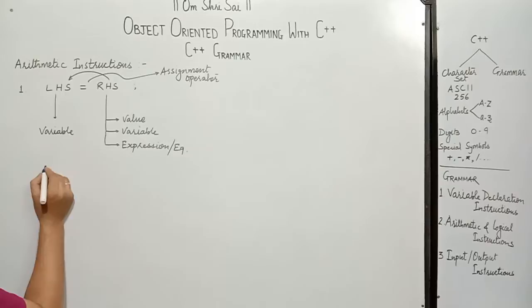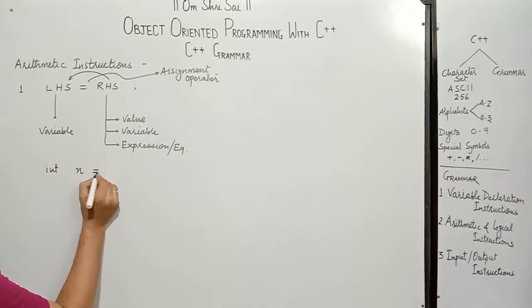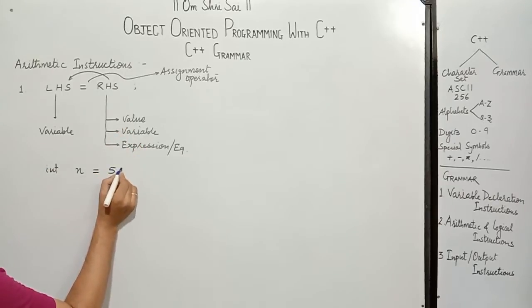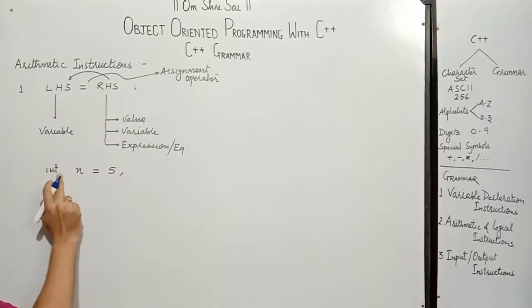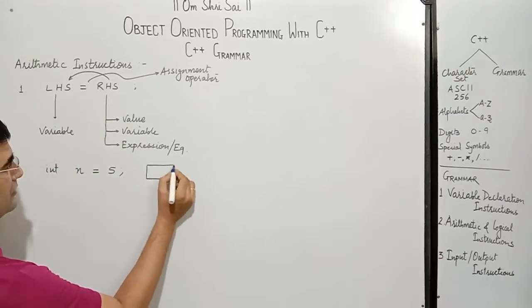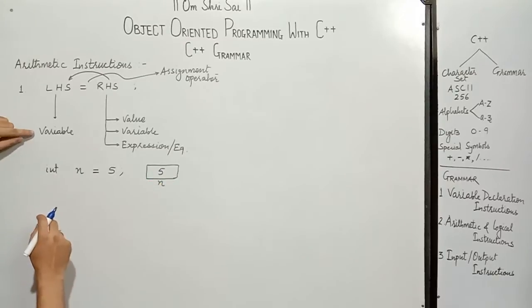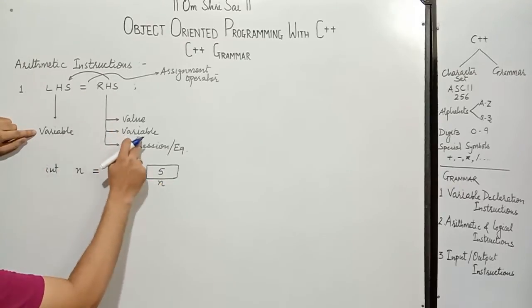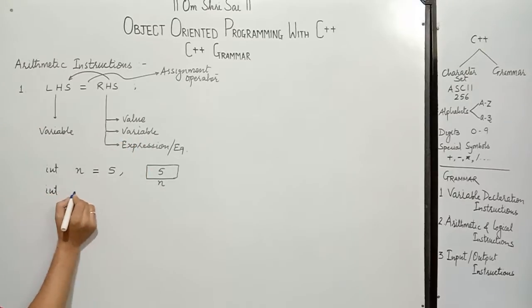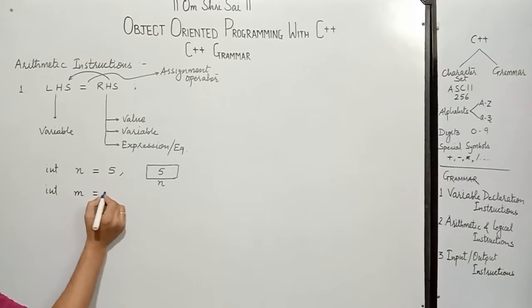मान लेते हैं मेरे पास एक integer variable है and I want to initialize a value in that 5. So this is variable assigns value. What will happen? Let's say this is a variable n. This will hold 5 now. Now take the second one, that is variable assigns variable. If I take another variable m and I initialize it with n, now what will happen?